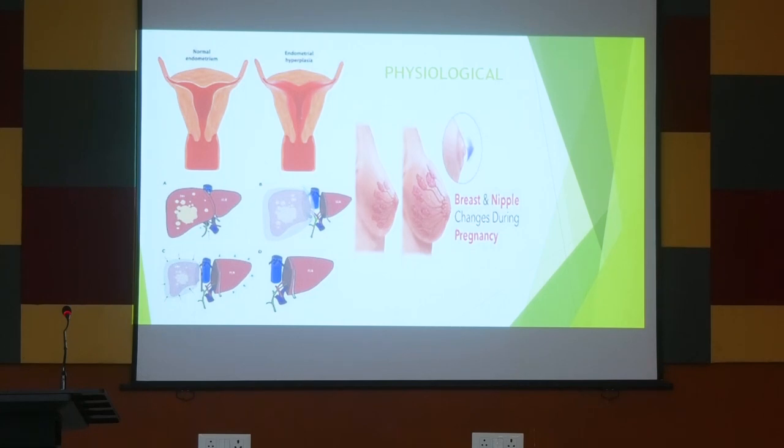Leave pregnancy and all. Think about a 17-year-old girl. The proliferative phase is a very good answer. That is what I'm looking for. After the proliferative phase comes the secretory phase. After the secretory phase, what comes? The menstrual cycle. So the endometrium is shed. Once the endometrium is shed, it has to regenerate. That is an example of physiological hyperplasia in the endometrium under the influence of estrogen.